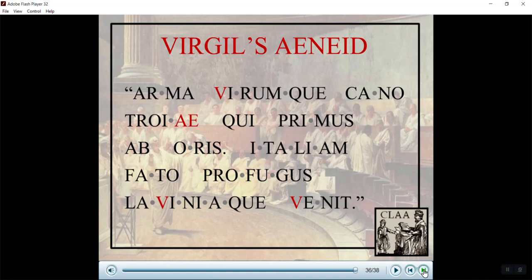Arma virumque cano, Troiae qui primus ab oris, Italiam fato profugus Laviniaque venit.